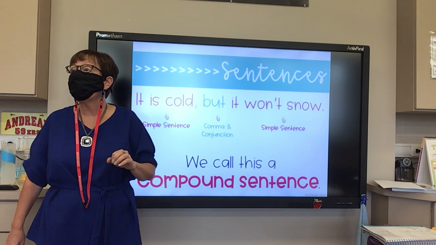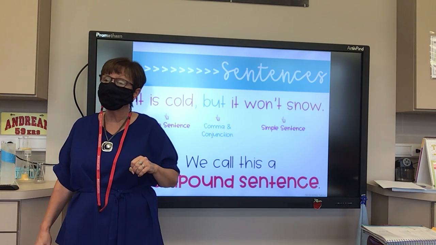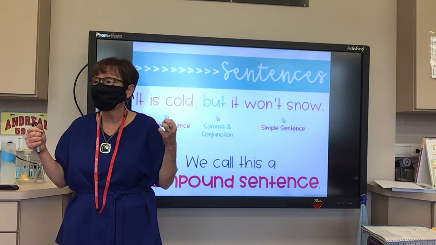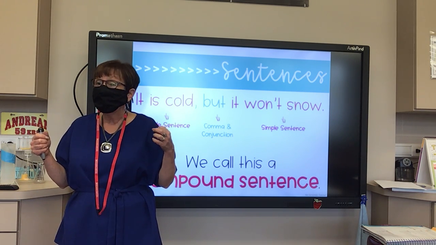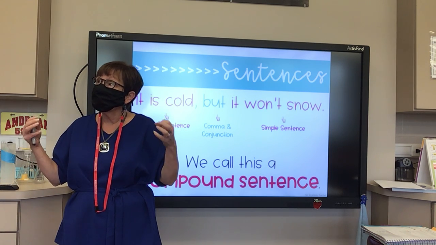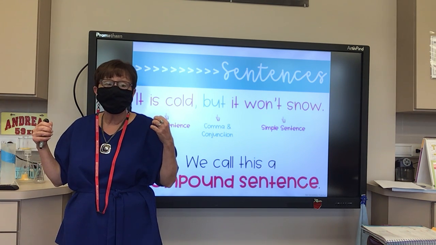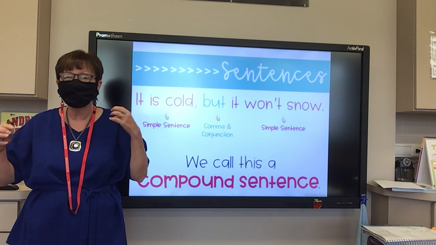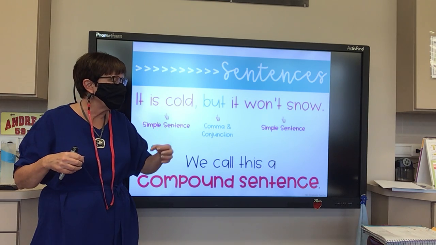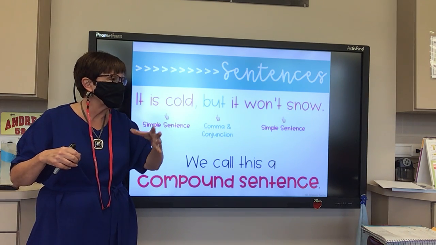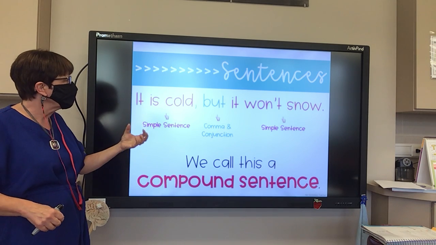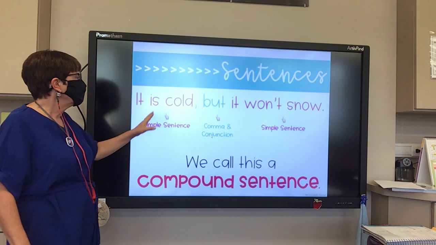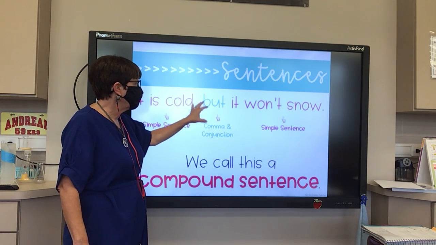We call this a compound sentence because we took two simple sentences and we joined them together to make one longer sentence. Because number one, it's longer and it varies our writing. We don't want to just have short sentences all the time. That sounds choppy. We want to vary our writing between shorter and longer sentences. So we took two shorter sentences and combined them into a longer sentence by using a comma and a conjunction like the word but.